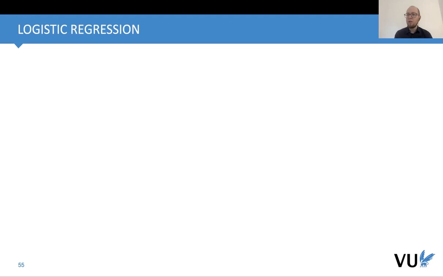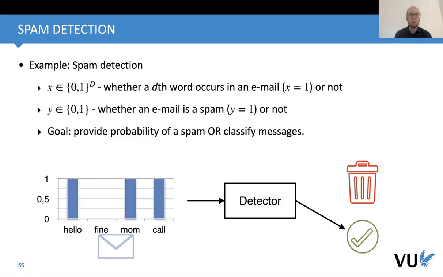So now we can use this concept for something a little bit more complicated. We'll talk now about logistic regression. Logistic regression is a model that allows us to classify objects. For instance, take a spam detector, the simplest possible spam detector, or one of the simplest spam detectors.